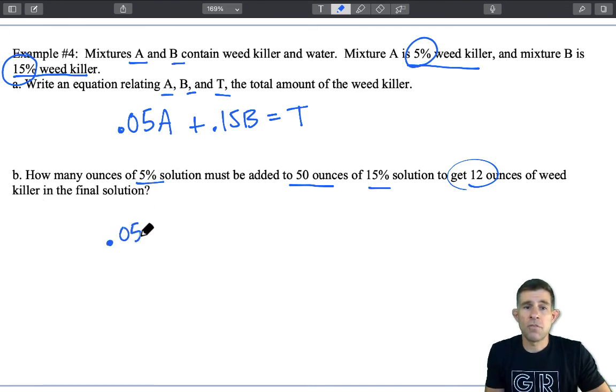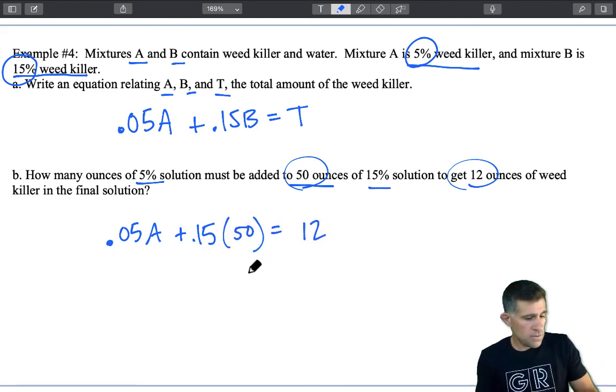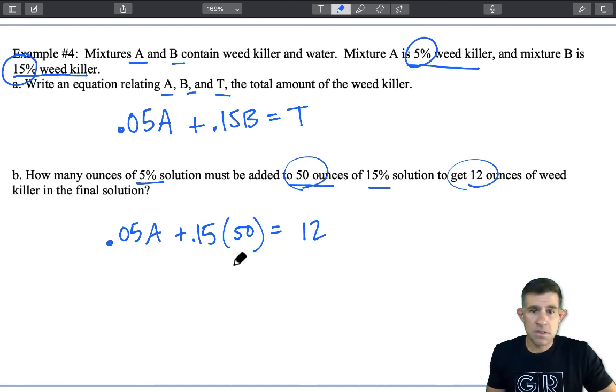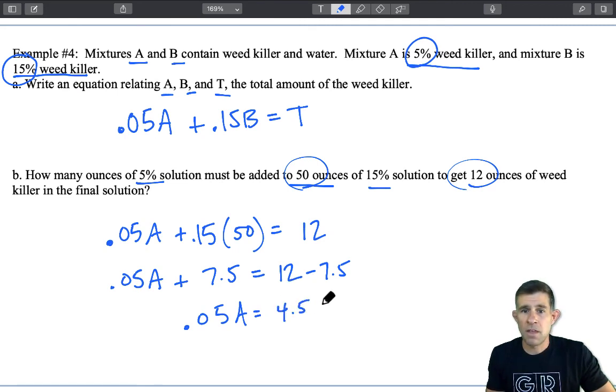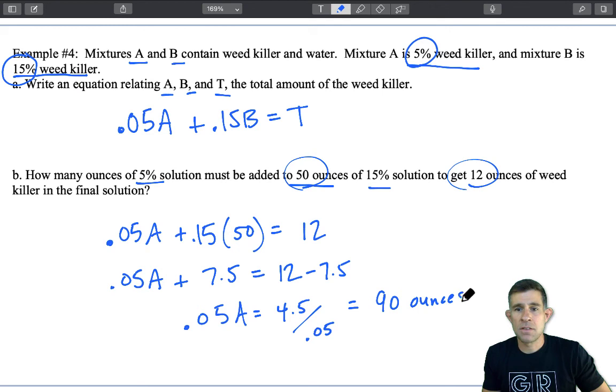So now we're going to solve for A when we know that the amount of B, our 15% solution, is 50 ounces. So 0.15 times that 50 gives me 7.5. So this is 0.05A plus 7.5 is equal to 12. Subtract that 7.5 over, so we have 0.05A is equal to 4.5. And then we're going to divide by 0.05. It comes out to equal 90 ounces of our mixture that has the 5% weed killer in it.